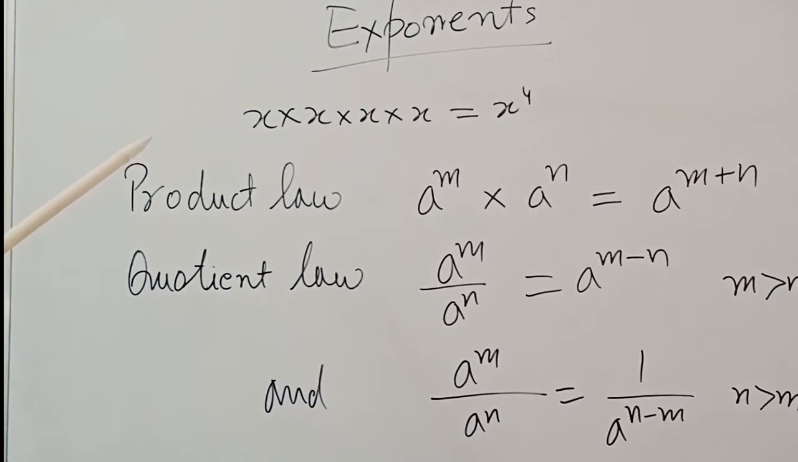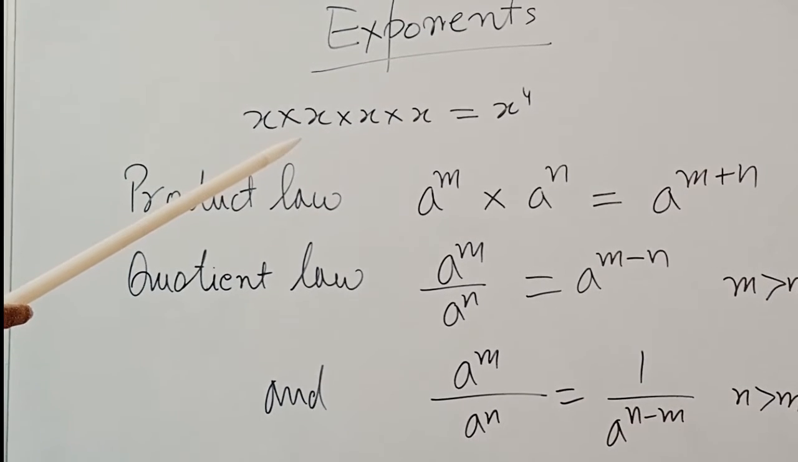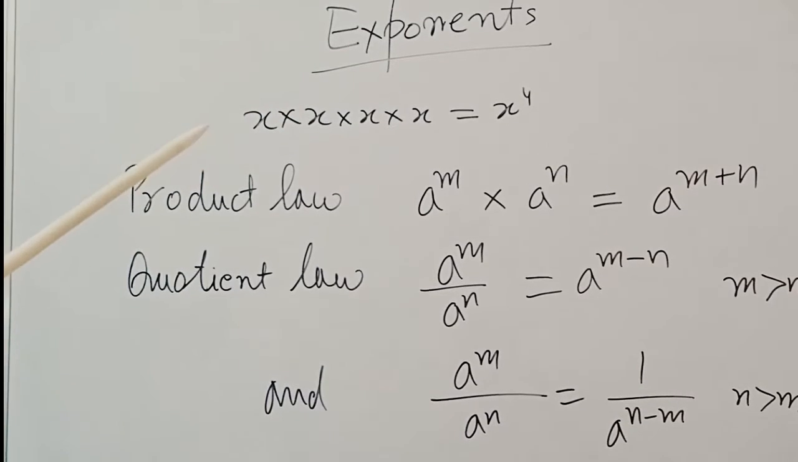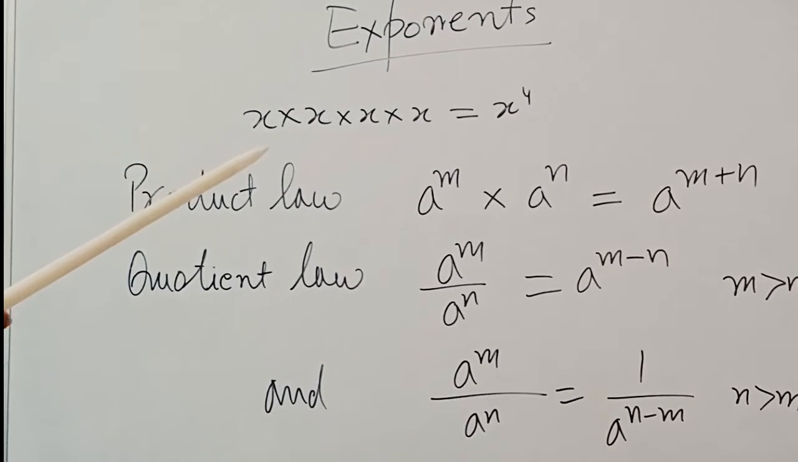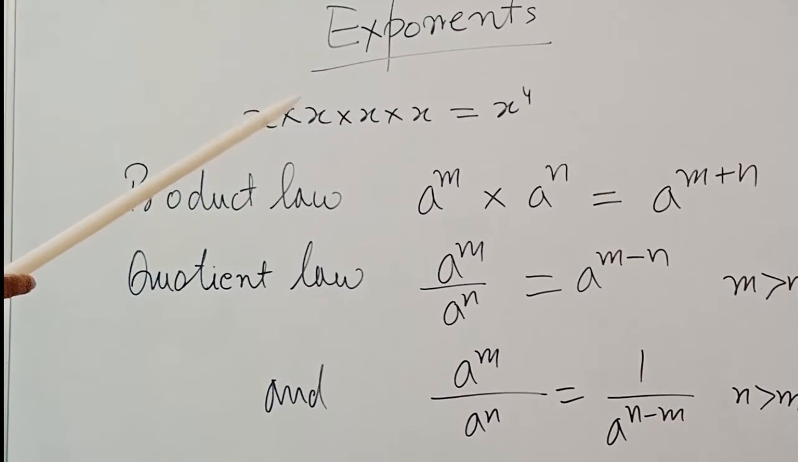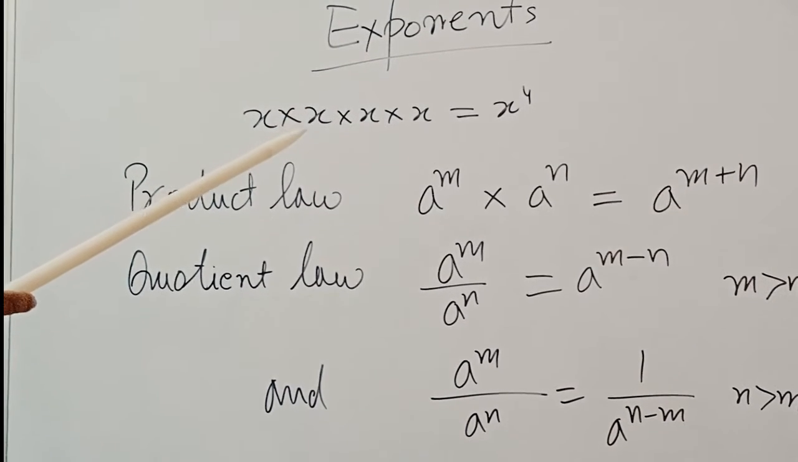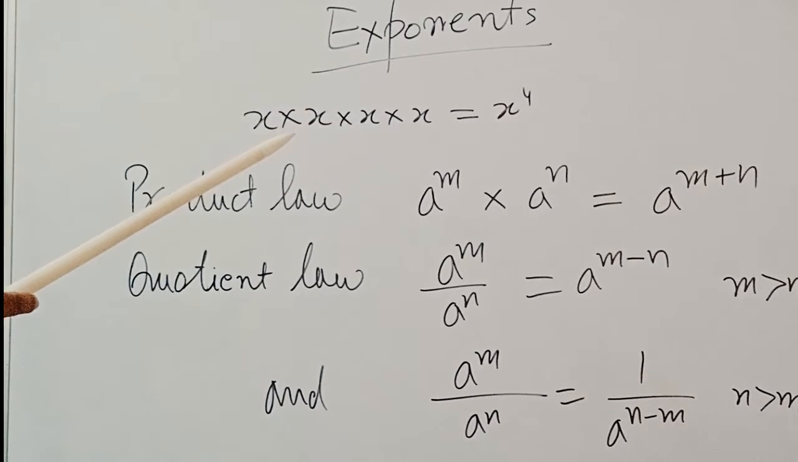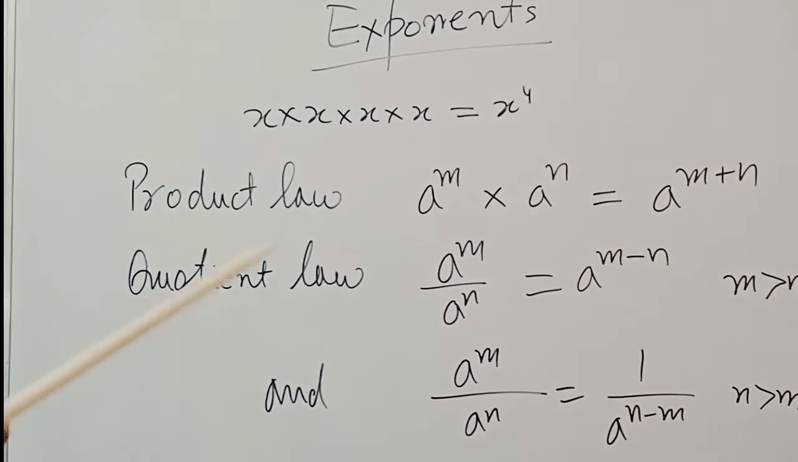Here we have x and it is multiplied together 4 times. So we will write the number and the 4, that is multiplied 4 times. So for that we will write the 4. We read this as x to the power 4. x is known as the base and 4 is the power. And 4 represents that the number x is multiplied by itself 4 times.